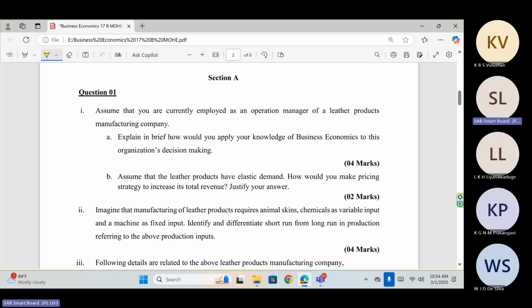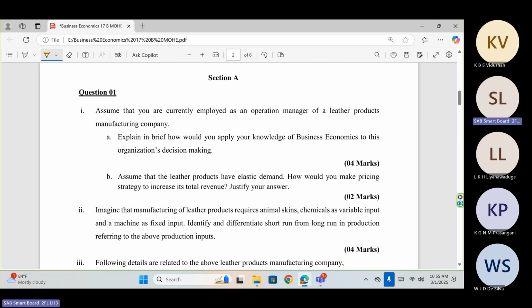Many people write answers, but in their answers there is no decision. But the question is asking how would you apply knowledge of business economics to this organization's decisions. You write down one decision, 4 marks. Write down one decision, production. When deciding optimal level of output, then shutdown point, and the total profit at optimal level of output, we need business economic concepts. The optimal level of output is the output level where marginal cost becomes equal to marginal revenue. MC equals MR.